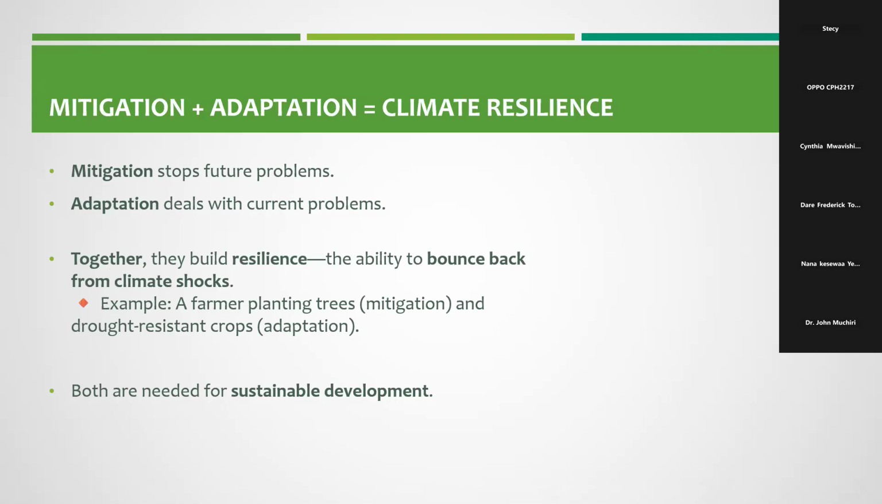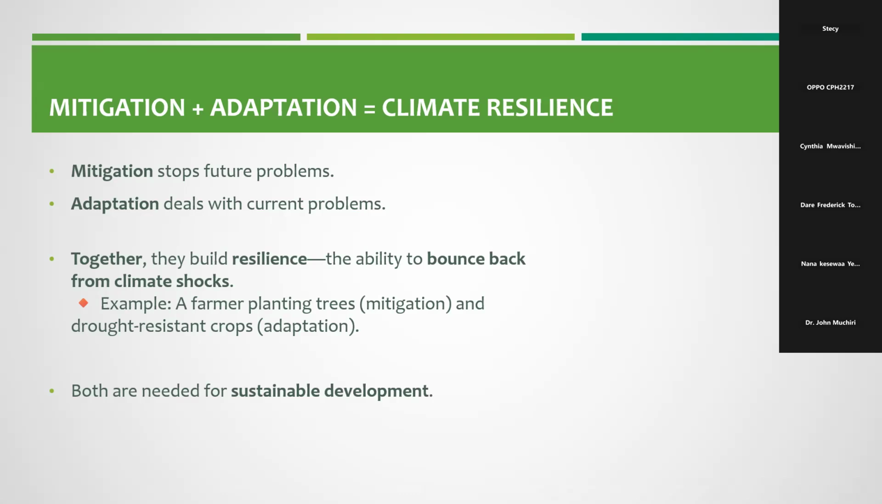So basically, we have been talking about mitigation, from the interaction we are having this afternoon. You realize that mitigation is more or less a preventive measure about how to stop future problems. What can we do so that at the end of the day, climate change doesn't happen at all? That is mitigation. And adaptation deals with the current problems. Adaptation acknowledges the fact that, yes, there is climate change, and this is what we can do to still be able to live with it.